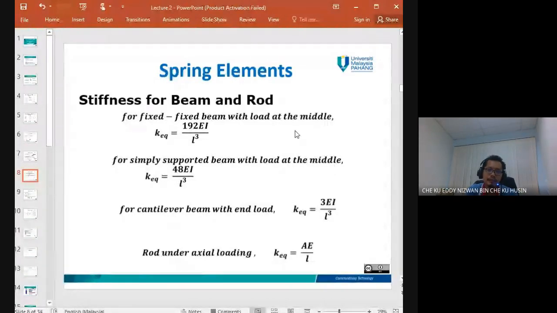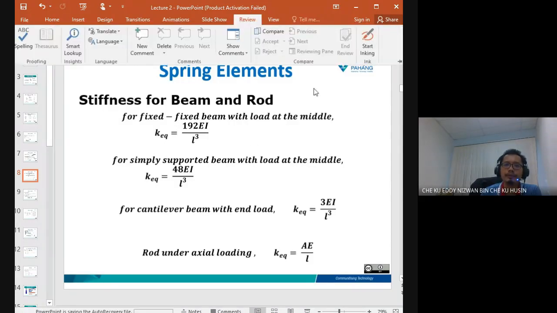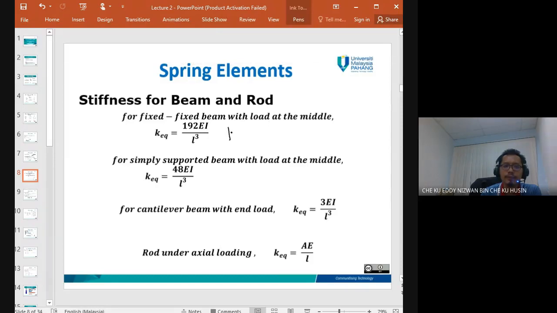Okay, then there are a few equations for the K equivalence for beams. This is for the fixed end. So it depends. If you have a beam with a fixed end, fixed meaning that you have the beam here.